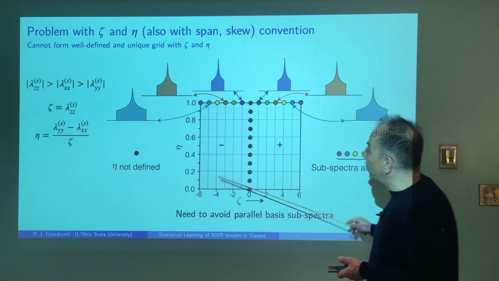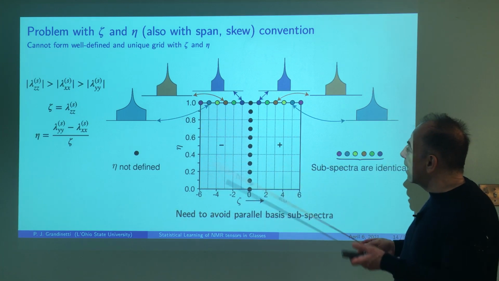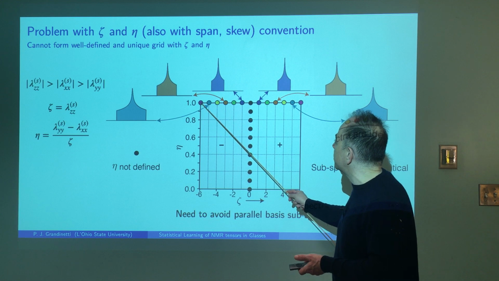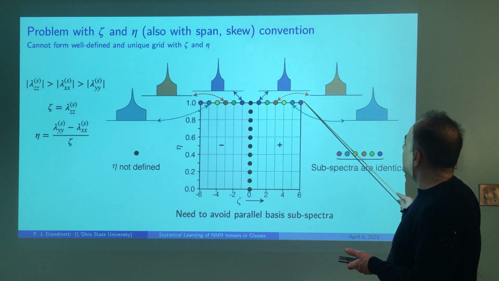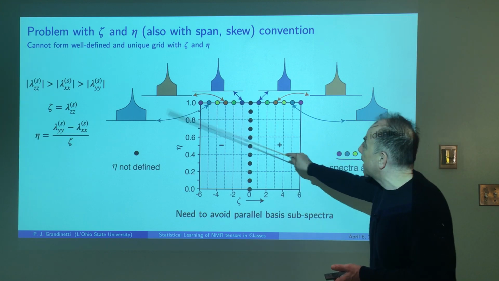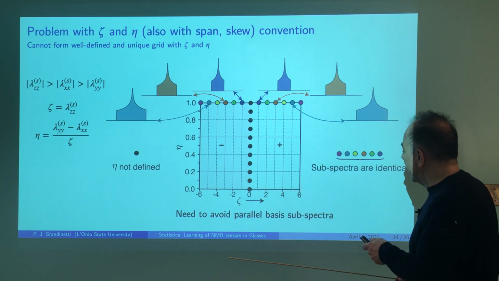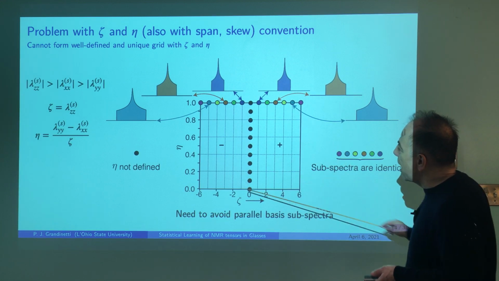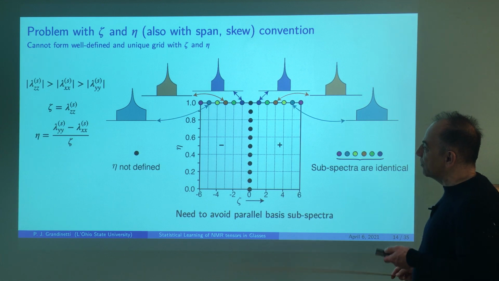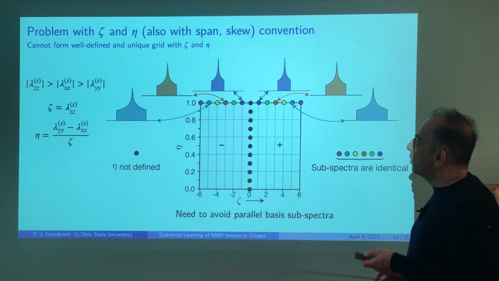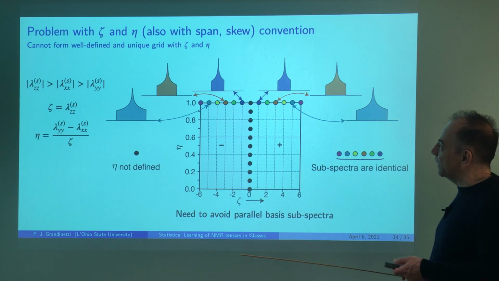And then the other problem you have is when eta goes to 1, then you can no longer distinguish the sign of zeta. There's a degeneracy, and so what you find is that for eta equals 1, all of these positive and negative values of zeta have exactly the same spectrum. So this gives us parallel basis subspectra, and this is not a good grid to use if you want to try to invert the spectrum. So we had to come up with a better grid, a better convention for describing the anisotropy parameters.